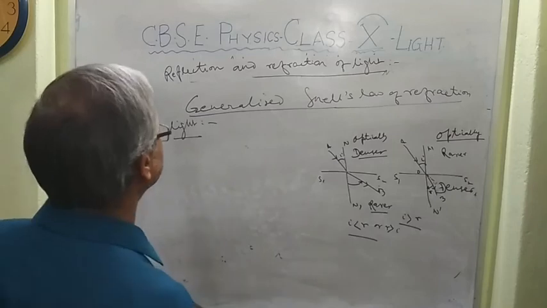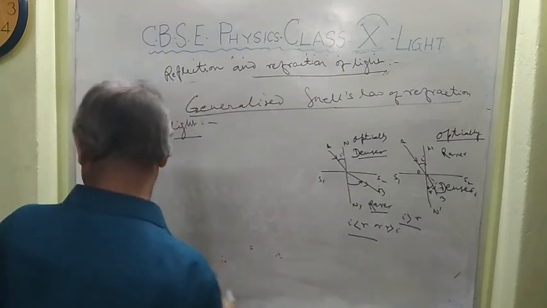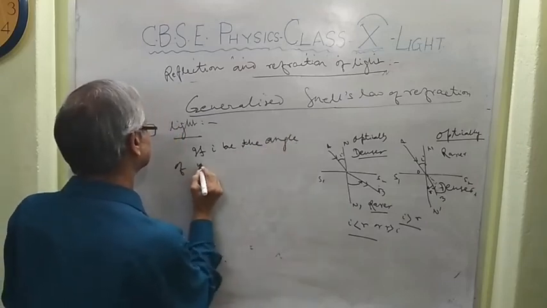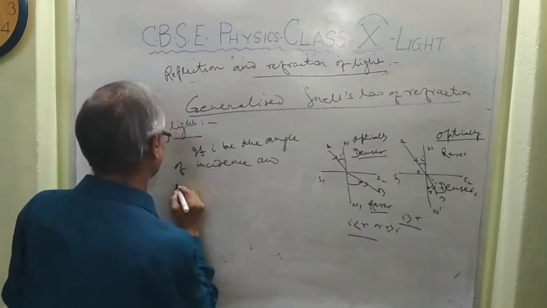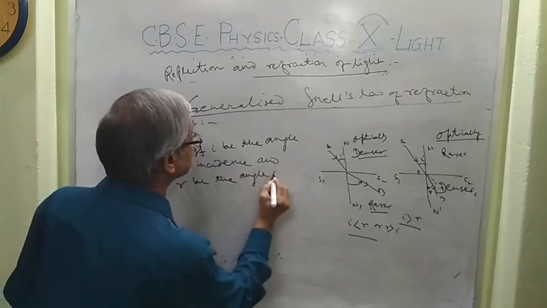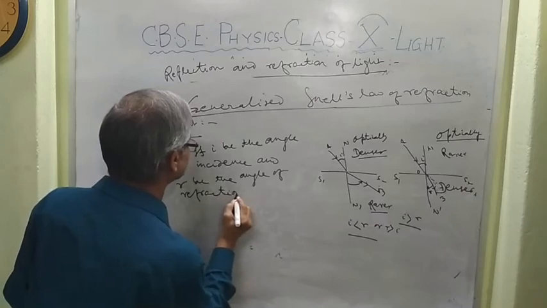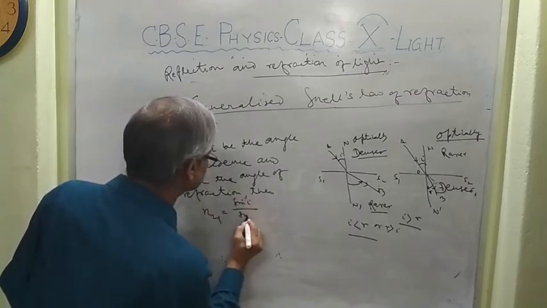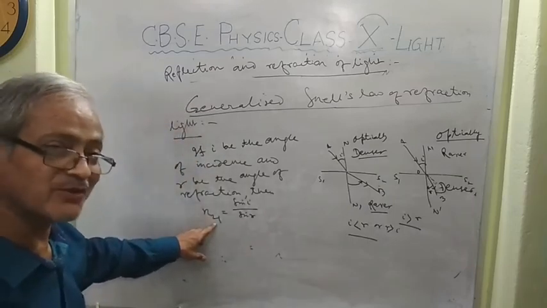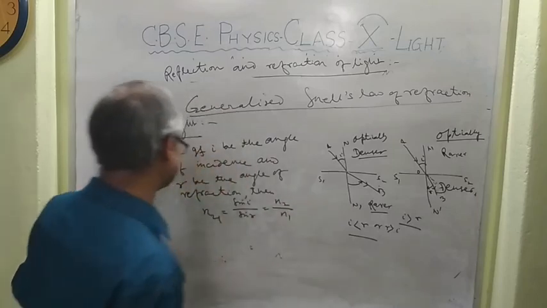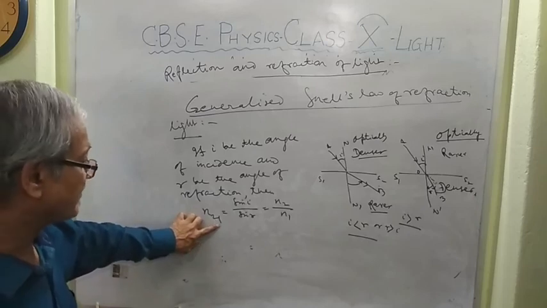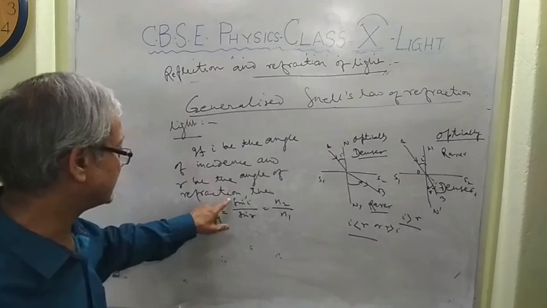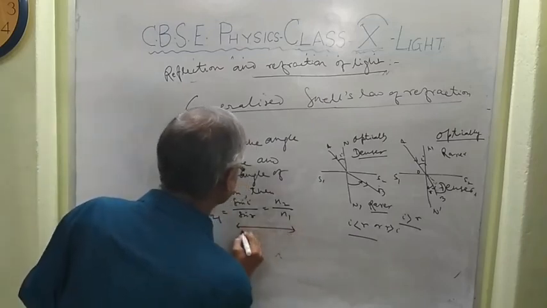Right? Now, we write the generalized Snell's law of refraction of light. We have, if I be the angle of incidence and R be the angle of refraction, then n21 equal to sin I by sin R. But we already proved that n21 equal to n2 by n1. That is, the refractive index of the second medium with respect to the first medium is the absolute refractive index of the second medium divided by the absolute refractive index of the first medium, and it is nothing but sin I by sin R. We take only this in the absolute refractive index terms.